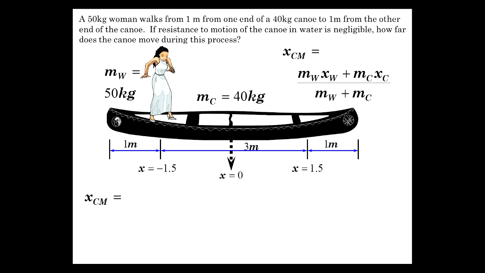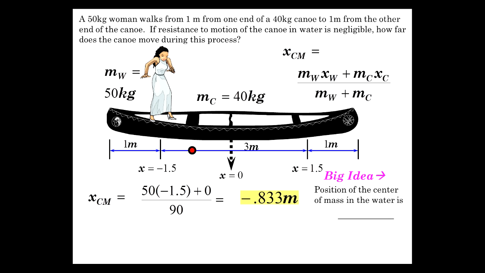So let's go ahead and put the numbers in. It looks like 50 times negative 1.5, because that's where she is, plus 0, because the center of mass of the canoe is at 0, over the total mass of 90, gives us minus 0.833 meters. Right there.